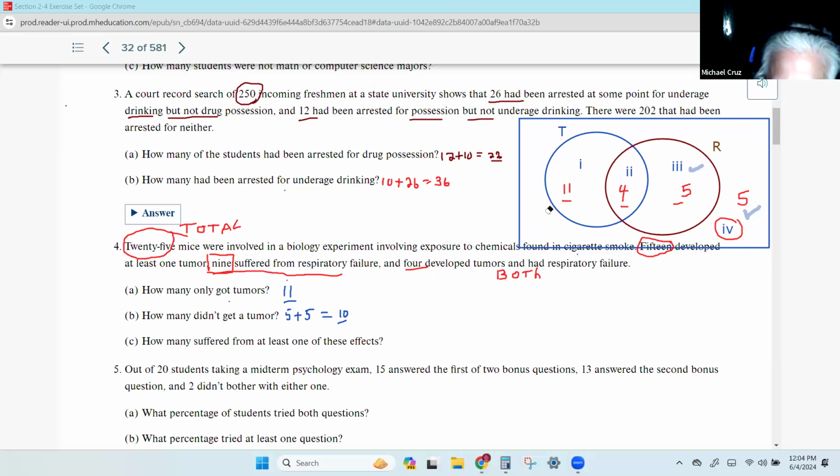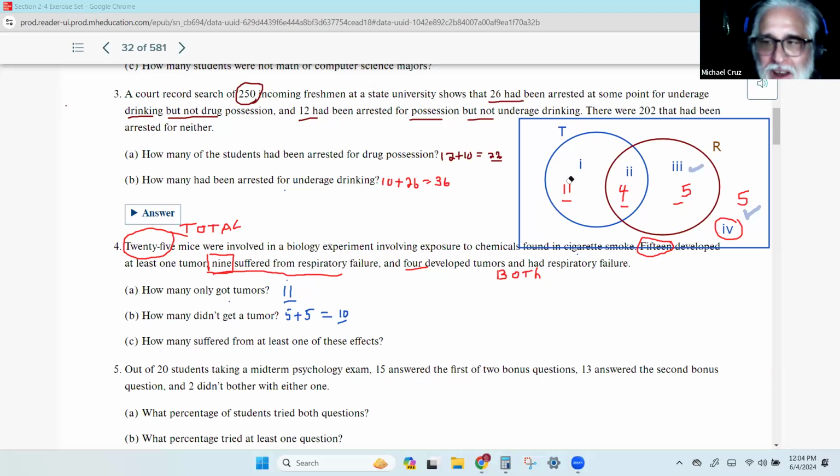At least one of these effects. And when we say effects, it means tumors and respiratory failure. How many had at least one of these? So is it 20 because of the 11 with the tumors, the 4 with both, and the 5 with respiratory failure? Yeah, that's great. It's basically just saying how many had one or the other or both.